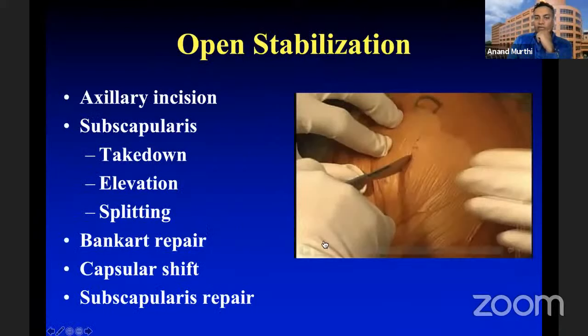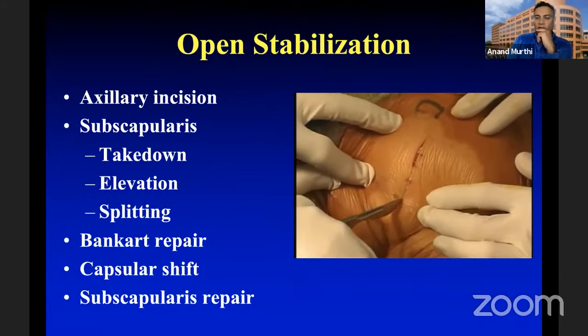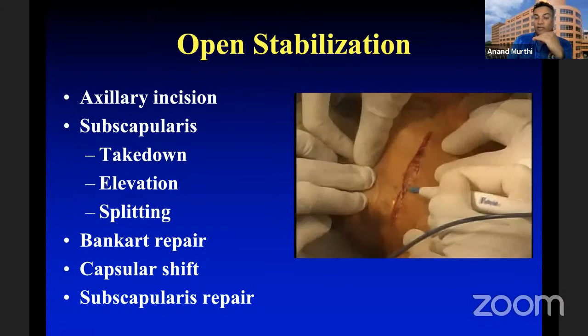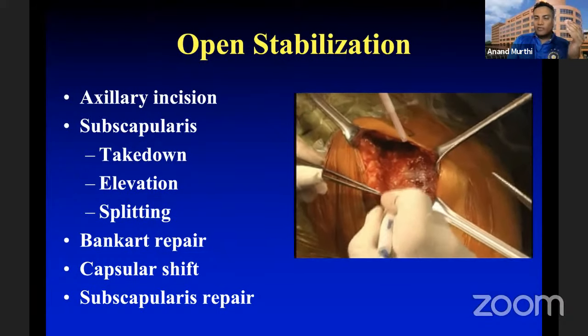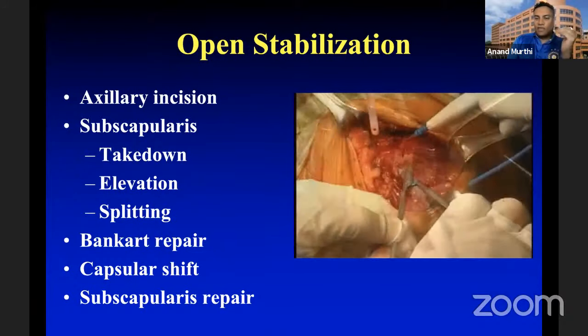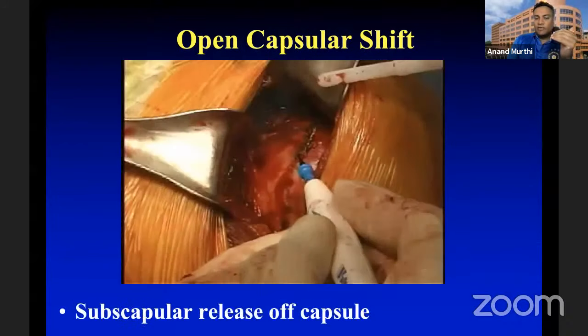So this is our standard approach through a small incision in the axilla. You can split the subscap. You can take down just part of the subscap. I take down the subscap routinely. You can take a little bit of the pec, especially in these muscular males.